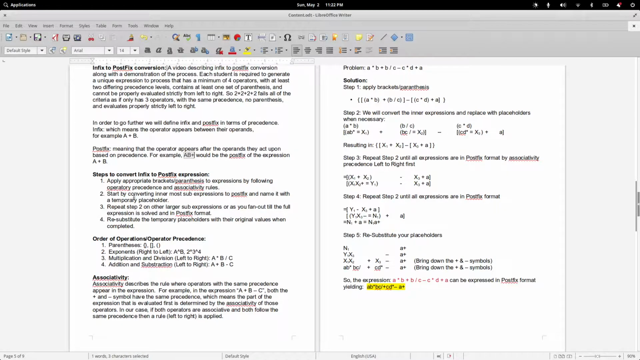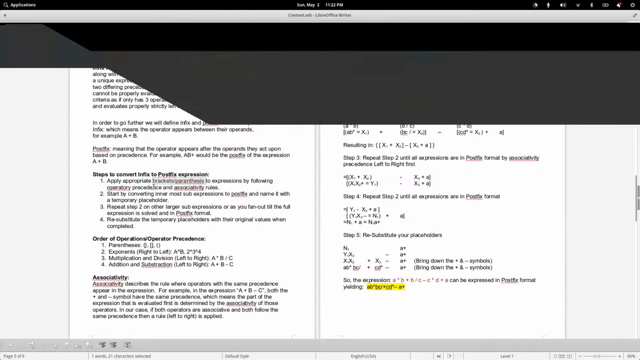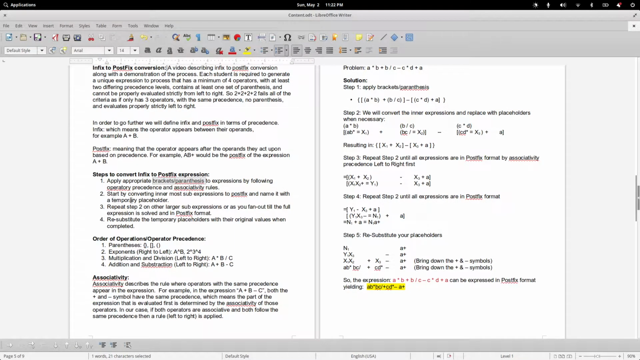There are several rules to follow in steps for the infix to postfix conversion. The first rule is to isolate the appropriate brackets and parentheses, apply them to the proper expressions, and follow the operator precedence and associativity rules. The second is to convert the innermost sub-expression to postfix and name it a temporary placeholder. You don't have to do that, but it makes completing the process a little bit simpler for me.